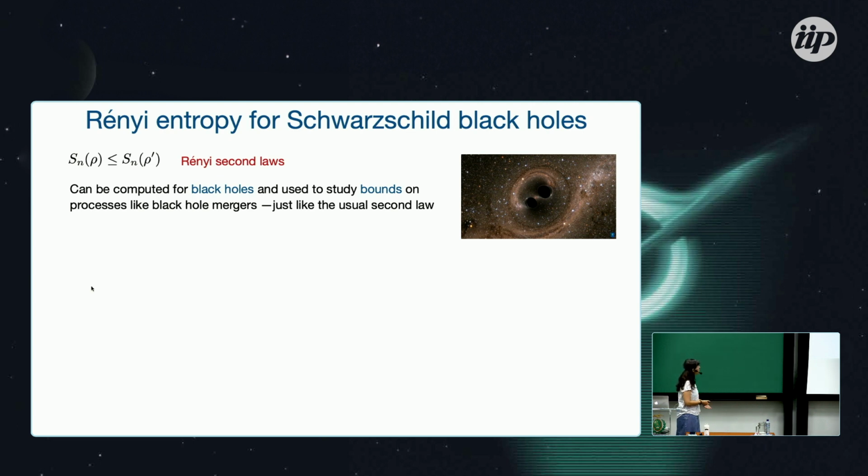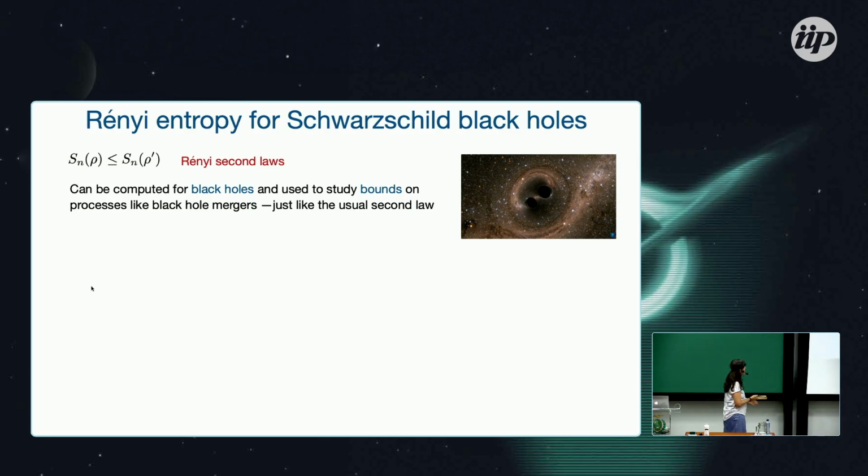And so our proposal is to apply them to the study of black holes, and in particular here I will talk about black hole mergers, and try to put bounds on those processes, just like the first slide with the original Hawking example that we saw.